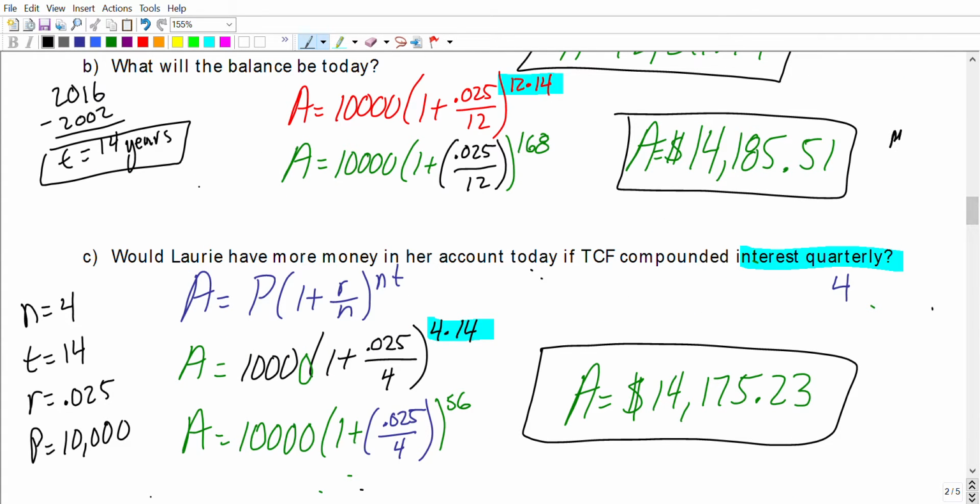Monthly compounded, you would have gotten 14,185. Quarterly, you should have gotten 14,175. So it's a $10 difference, but I would say definitely going with the monthly is a better choice. So the final answer here would be yes, you would want to go monthly. Okay. All right.